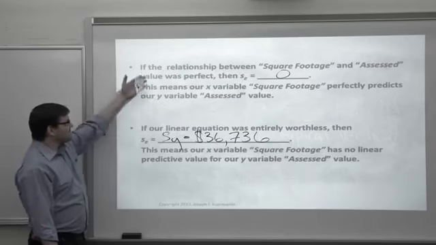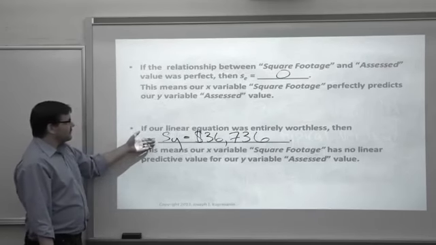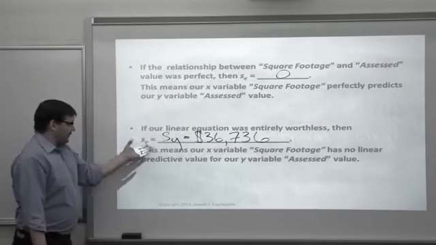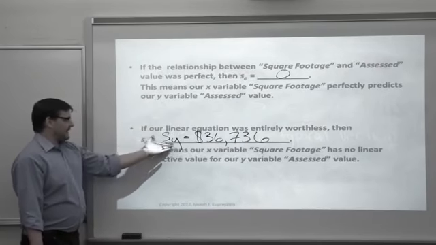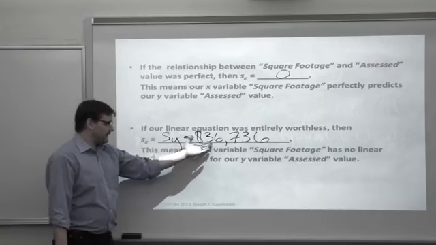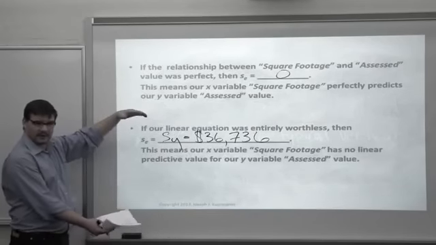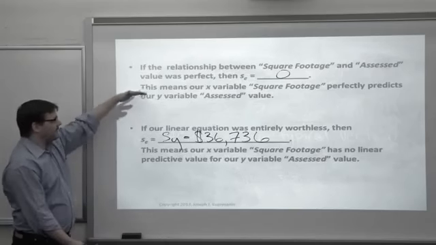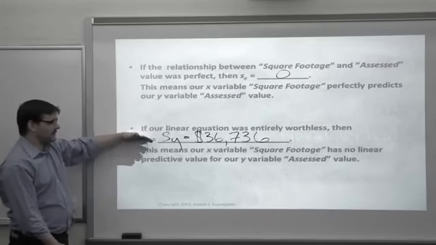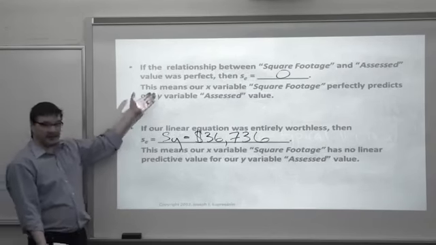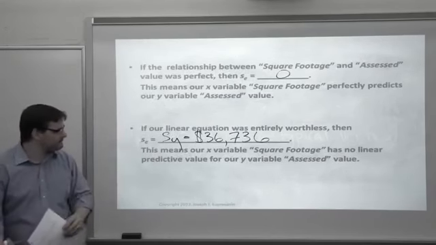Okay? Now, these are the two extremes. Perfect relationship, S sub E would be 0. Worthless relationship, S sub E would max out at S sub y, the 36,736. Now, of course, in almost all situations, you'll be somewhere between the two extremes. And depending on where you fall between the two extremes tells us how good the regression model is. It'll fall somewhere between perfect and worthless.